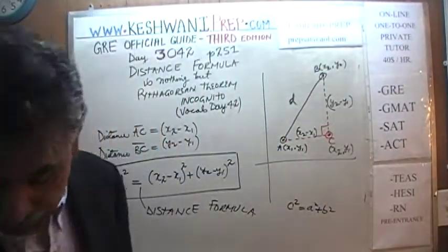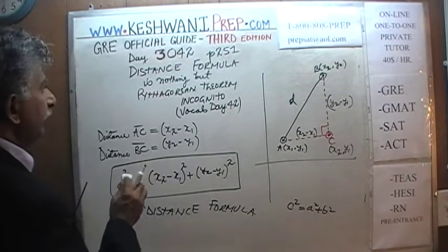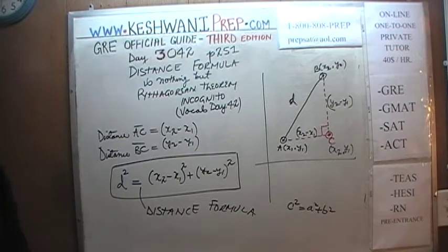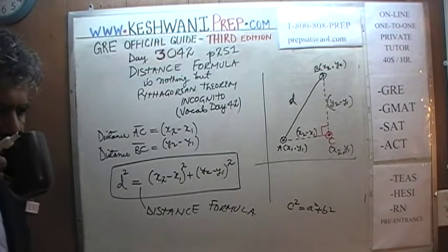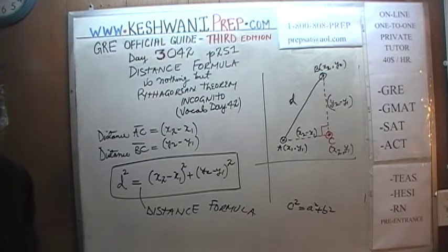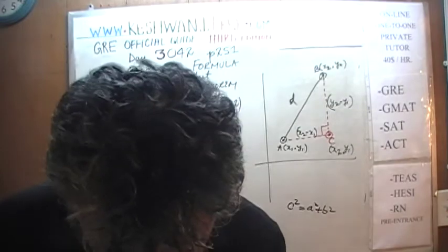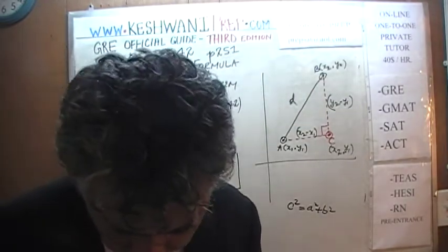Let's do the problem that appears in the book. We need the room, so we need to get rid of some of the stuff. We're looking at the example that appears on page 251.